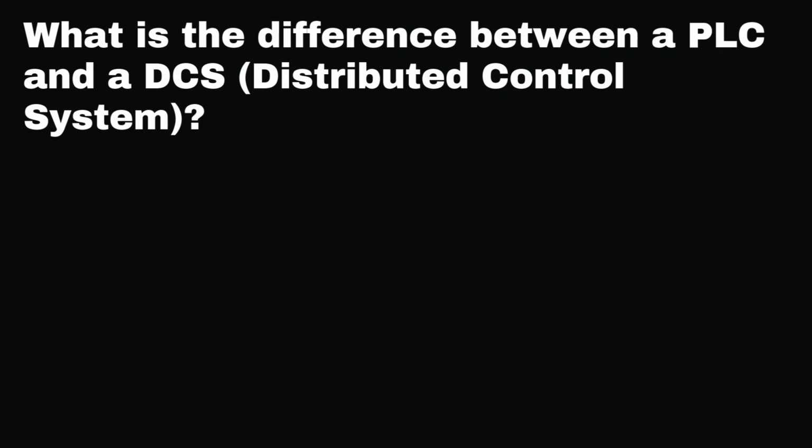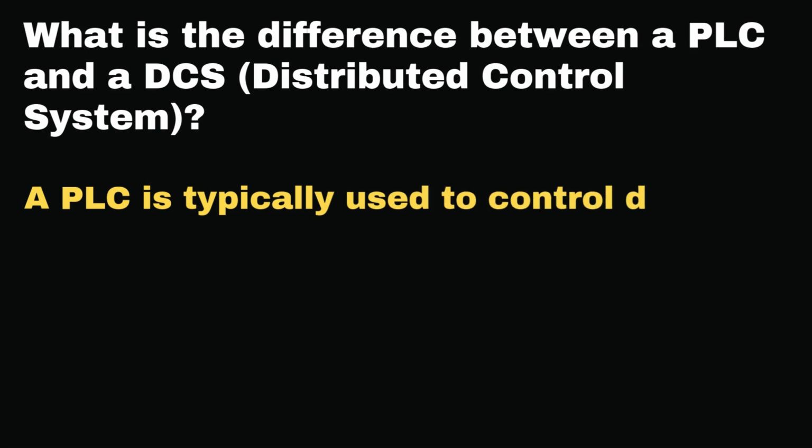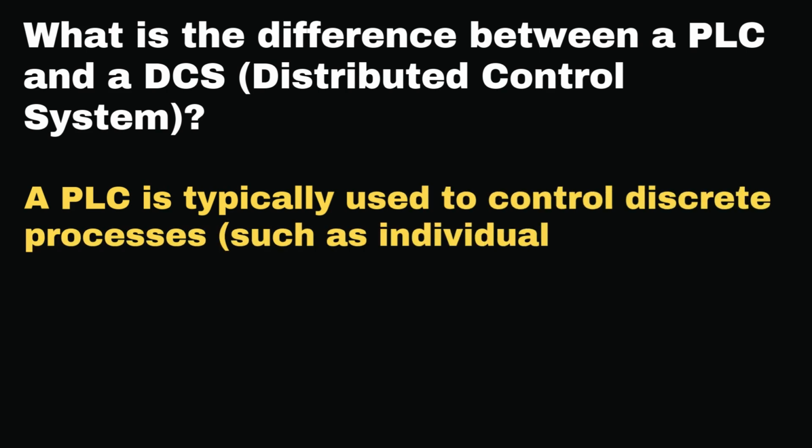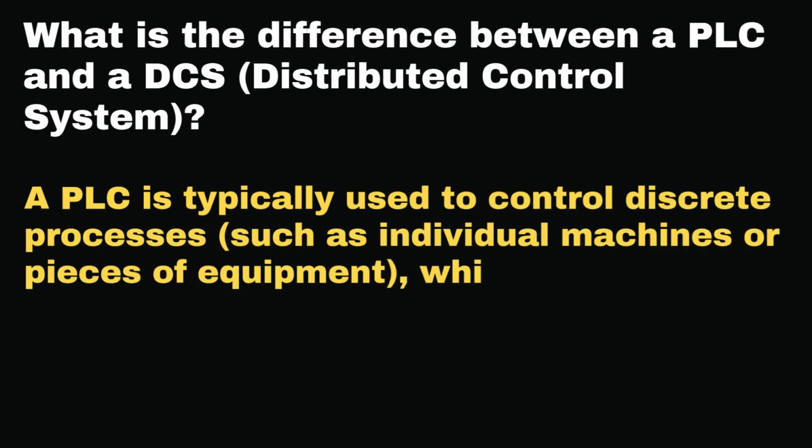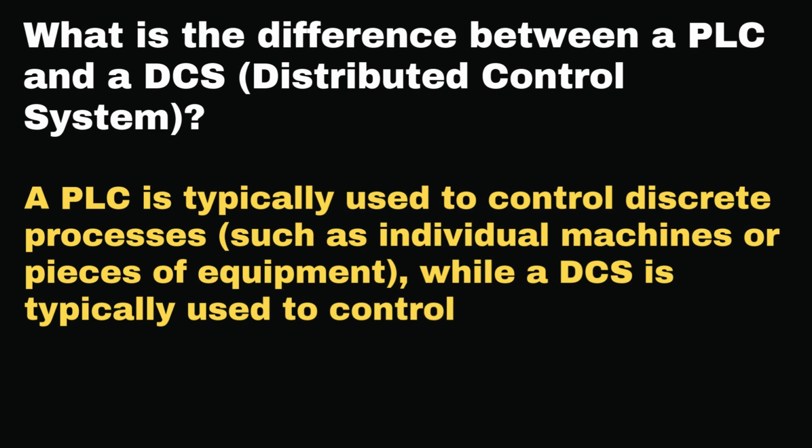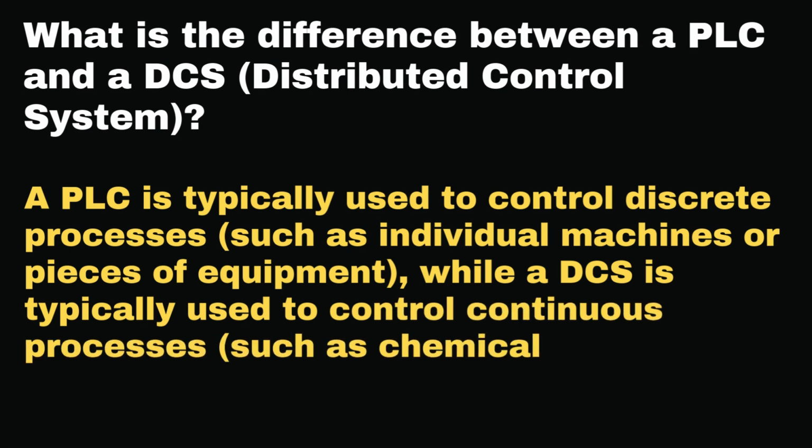What is the difference between a PLC and a DCS (distributed control system)? A PLC is typically used to control discrete processes such as individual machines or pieces of equipment, while a DCS is typically used to control continuous processes such as chemical plants or power plants.